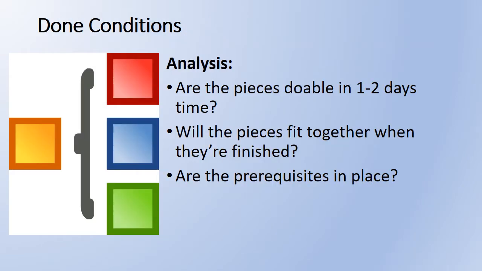How do we know when to move a card into the done column? Let's establish some done conditions. For analysis, we need to ask if the pieces we've broken things into can be done in a day or 2, if the task will fit together when done, and if all the task prerequisites are done. All the questions must be answered with a yes for the task to count as done.